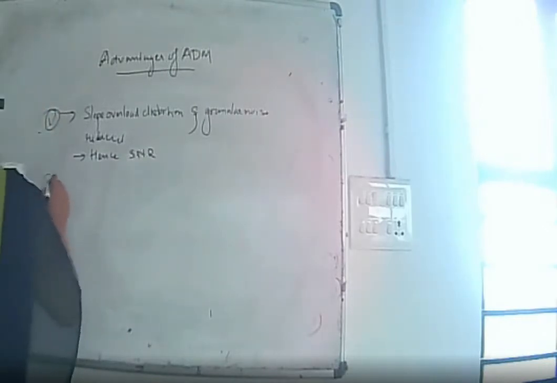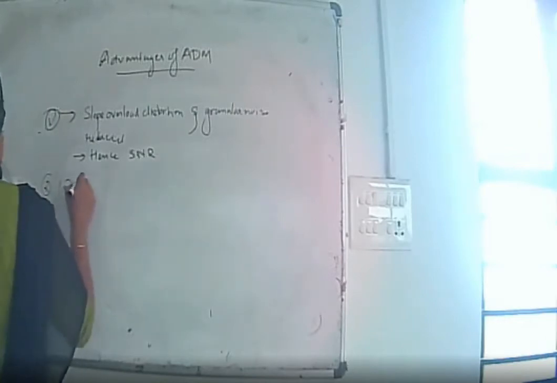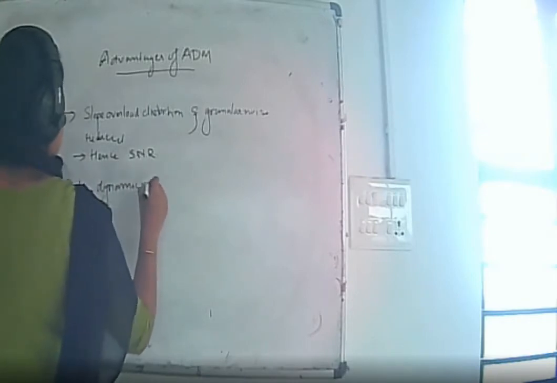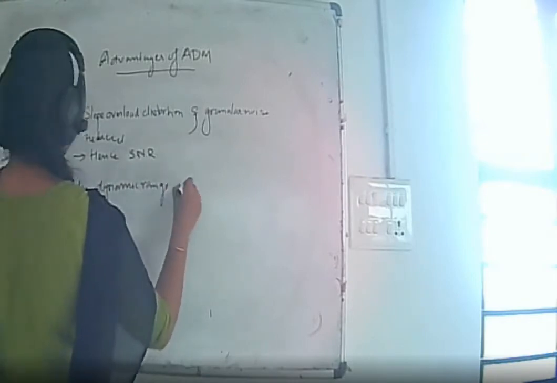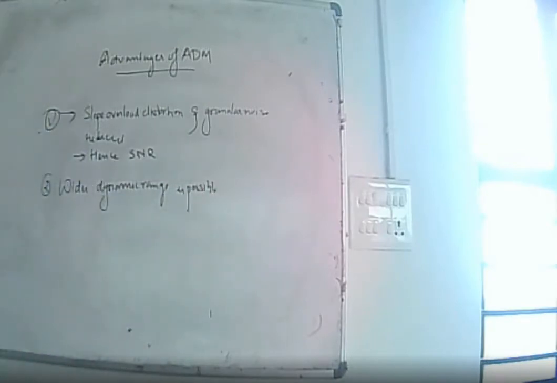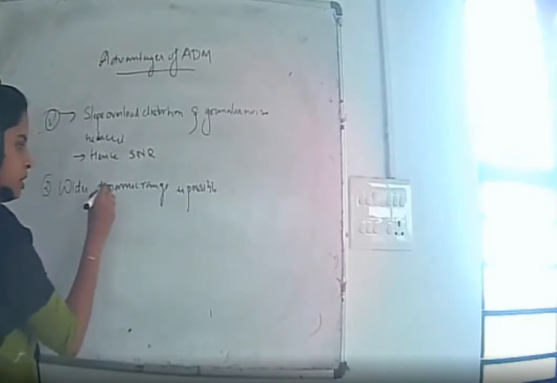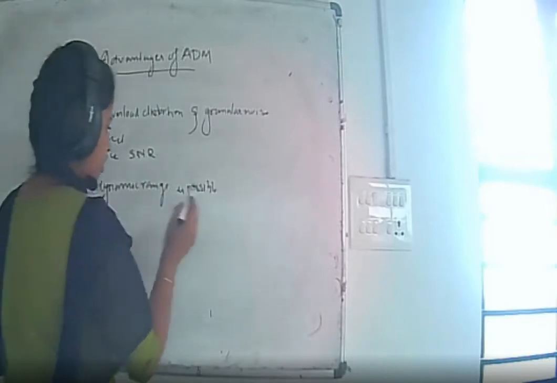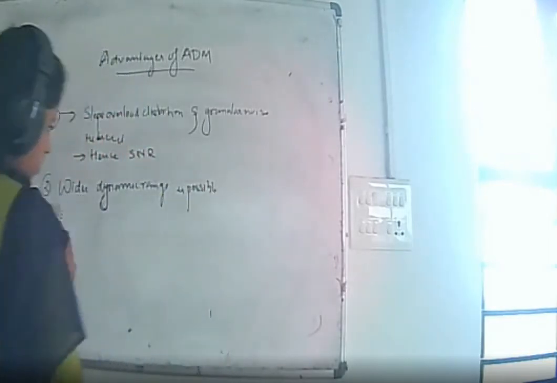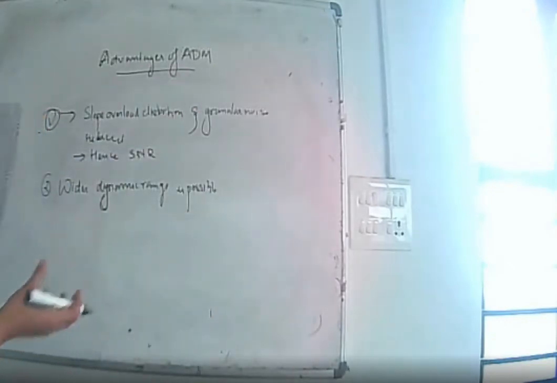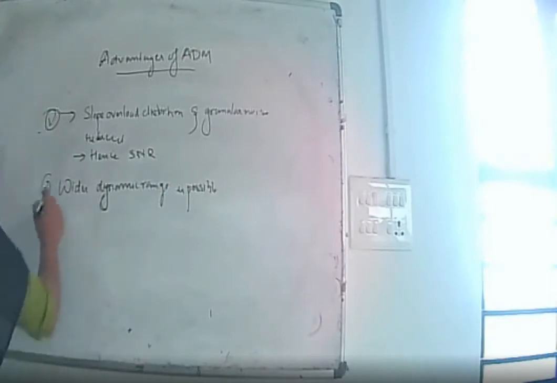And the second is that a wider dynamic range of input is possible, which was not possible in the delta modulator. That is, we have a wider dynamic range of input possible compared to delta modulation. Due to the variable step size, we can choose the step size as per the input range. So it supports a wider dynamic range of input.